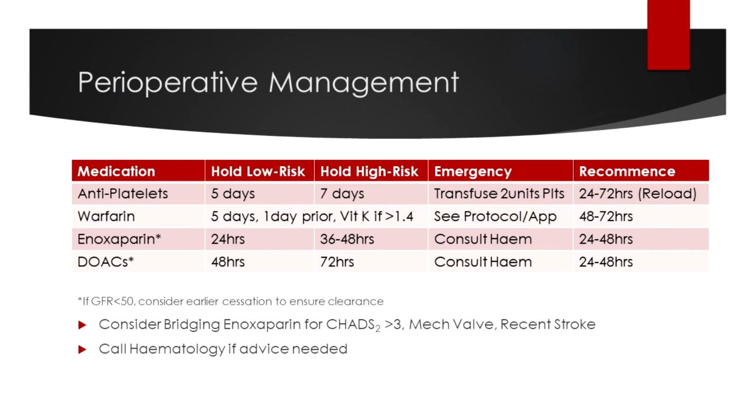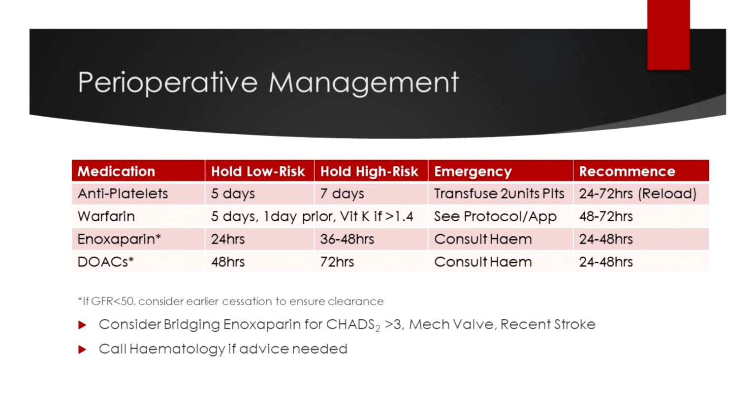Enoxaparin can be held 24 hours prior to a low-risk procedure, but if it's high risk, it's going to be 36 to 48 hours. In those situations, it's also important to look, is their renal function still stable? Because if it's got worse, it might take longer to clear the drug. If it's an emergency, generally, you probably need to call a critical bleeding specialist from Haematology, and we generally recommence this 1 to 2 days afterwards.